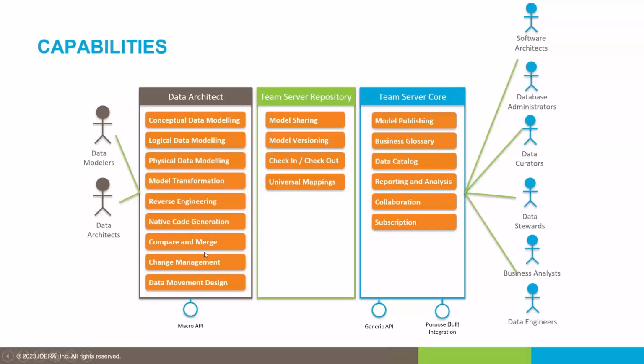We can compare and merge between different models in the same project, or I can compare with another project in my repository. I can compare with my database. If I am on my physical data model, I will be able to compare and merge with my database or with my file. We can manage the change management with tasks and change requests. We have a link with Jira if you are using it, for example.